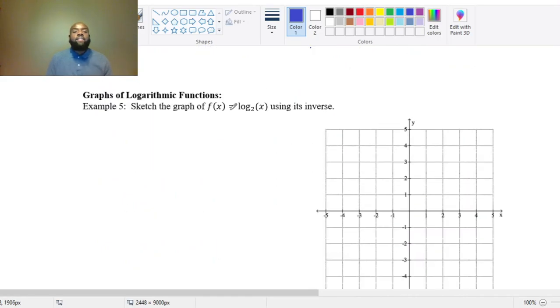And so we're going to sketch the graph of f of x equals log at base 2 of x. We're going to use its inverse instead of plotting points, all right? And so remember, if I want to find the inverse of a function, we start with the function whose inverse we're interested in, and we interchange x and y. And then we try to solve for y. Well, if I'm going to try to solve this for y, I'm going to rewrite this as an exponential equation, right?